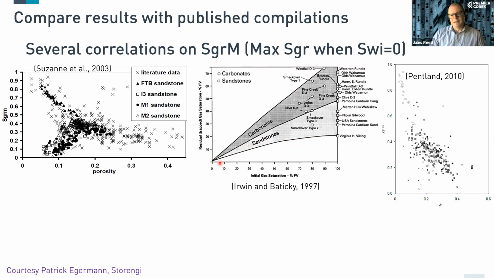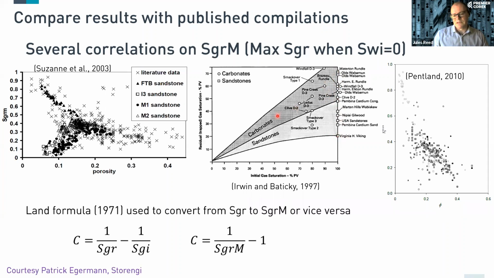So going from 0 initial gas saturation up to 100%. So this is SGRM, so maximum residual gas saturation. They saw in sandstones in general a range from 20 to maybe 45% maximum residual gas saturation, whilst in carbonates it was much higher, or potentially much higher. So there's a potential difference between carbonates and sandstones.